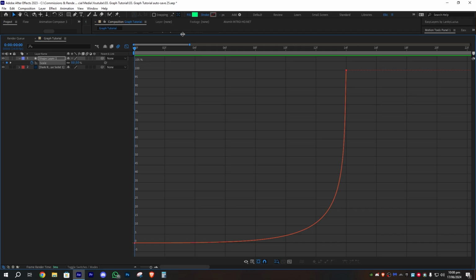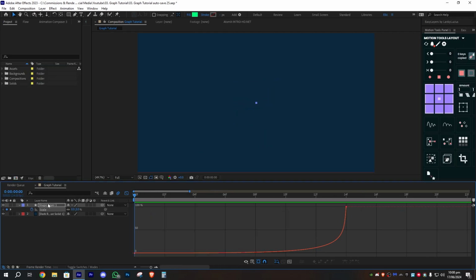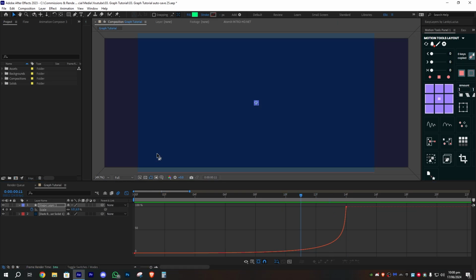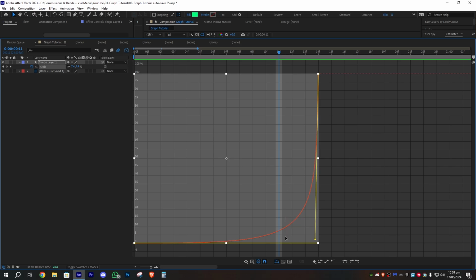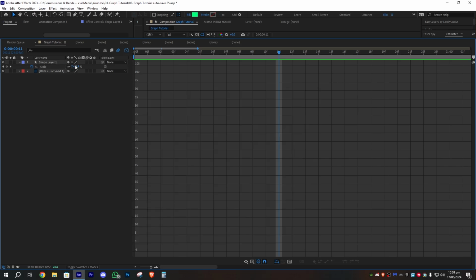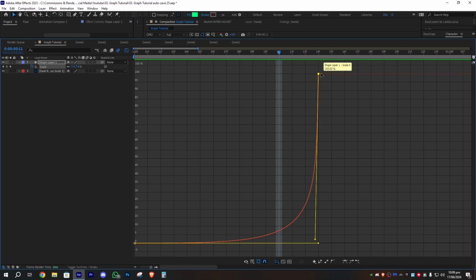So if I play the clip now, you can see it's pretty slow in the beginning, really slow in the beginning, and it's extremely fast towards the end. As you can see, even at this point, it's at 5% scale. The circle has only been zoomed up to around 7.4%, right? It has only this much time left before the animation ends, and it has to go to 100%.